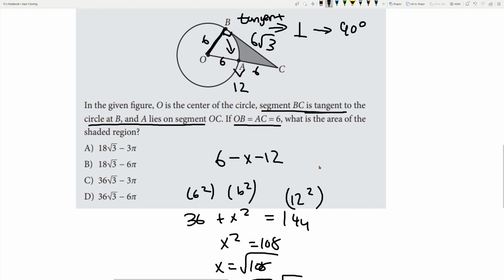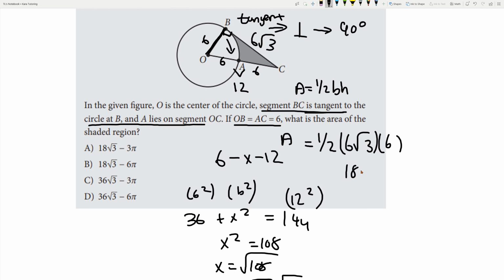So let's bring it back up here. The area of the triangle is going to be 1/2 base times height. In this case, the base is going to be 6 rad 3, and the height is going to be 6. So our area of the triangle is going to be 18 rad 3, but that's not the area of the shaded region. That's just the area of the entire triangle. What we have to do now is remove the blank white region, the region from the circle, from the triangle. In order to do that, we need to find certain angles.